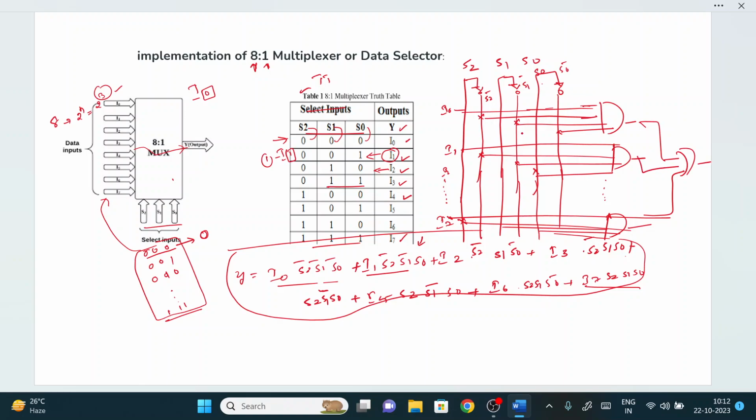So this is how we design the 8 to 1 multiplexing operation. I hope you understand. Remember that I didn't write it for I2, I3, I4. You just complete it the same way, I0, I1, I2, I3 up to I6, I7, then connect them to the OR gate operation. Thank you.